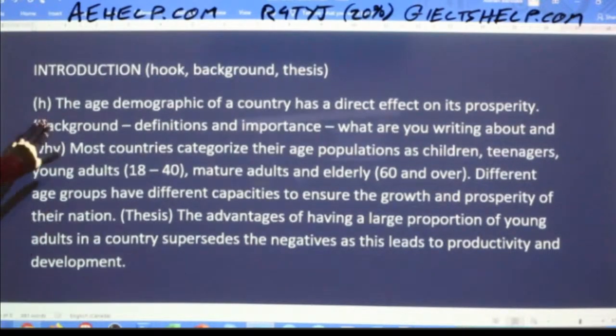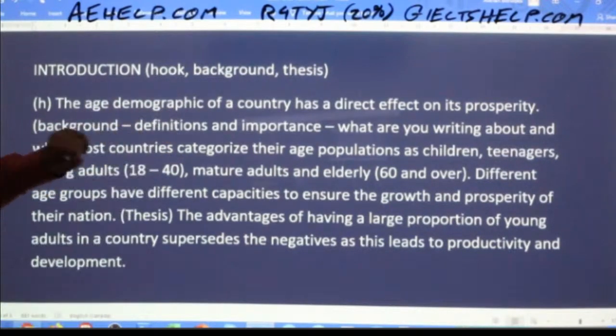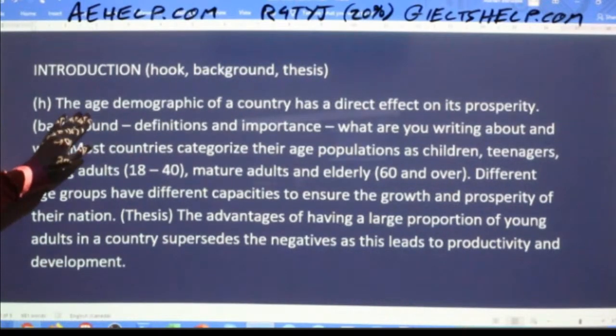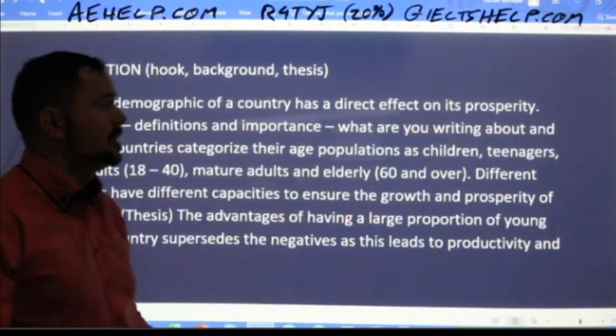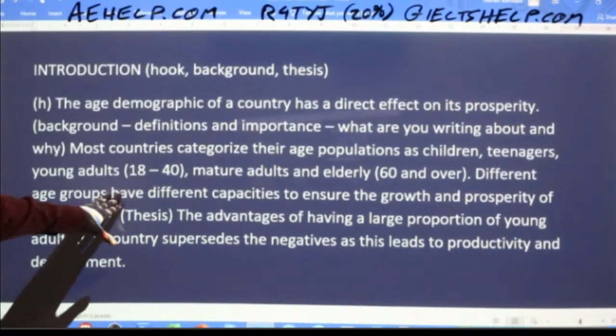Here we go. So here's the hook. This is, again, just a review from yesterday. If you missed yesterday's class, you can always check that on the channel. So the age demographic of a country has a direct effect on its prosperity. Okay. And then here's the background.